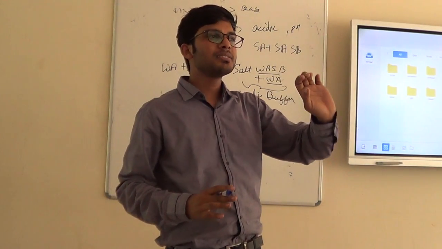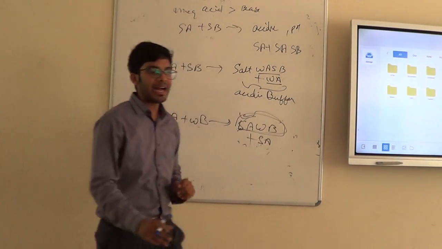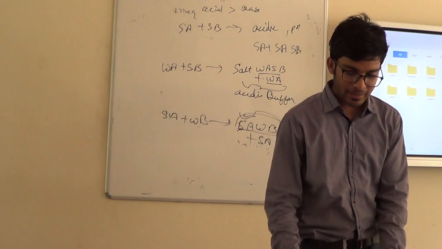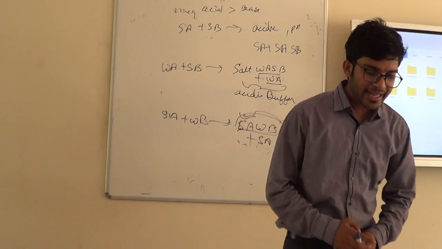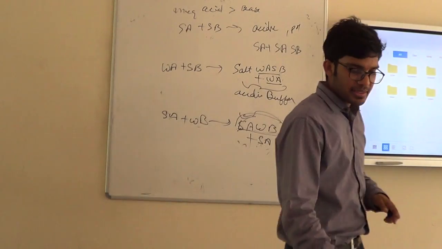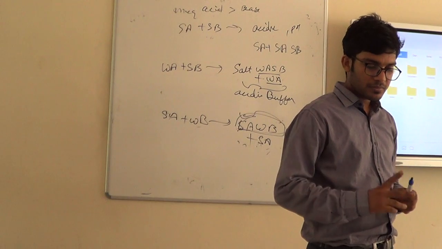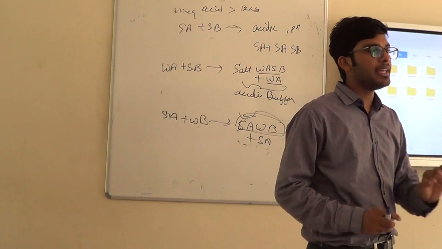Weak acid. Okay, let me tell you two statements. Just tell me whether I said right or wrong. Okay. Weak acid: the conjugate of a weak acid is a strong base. Okay. Conjugate base of a weak acid.